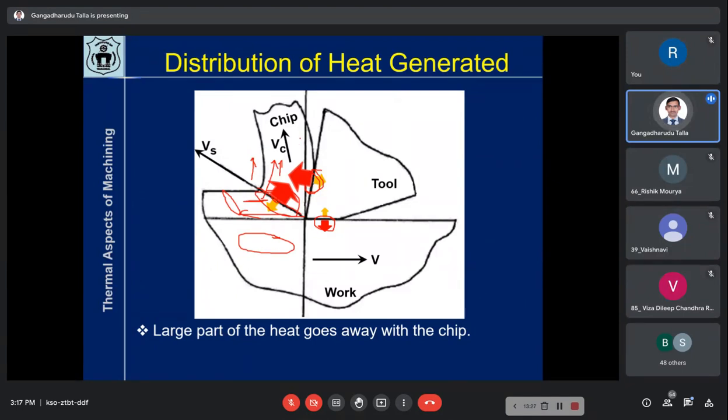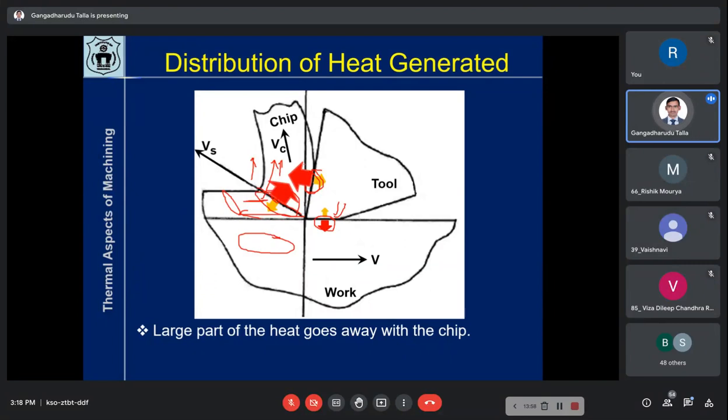Chip material is workpiece material only. So workpiece material will have more thermal conductivity, and it will absorb more heat energy. The tool is thermally resistant, so less energy will go to the tool. Same is the case in this region also, tool and workpiece again. Naturally the tool is heat resistant, so very little goes into the tool and the majority goes into the workpiece.